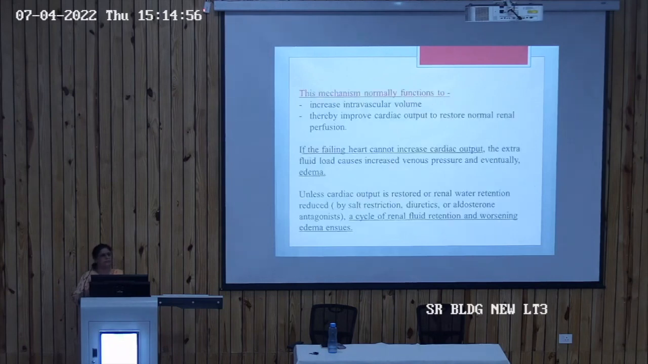This mechanism normally functions to increase the intravascular volume, and it tries to improve the cardiac output and to restore the normal renal perfusion. But if by any chance the heart is also failing and it cannot increase the cardiac output, the extra fluid overload causes edema. Okay.